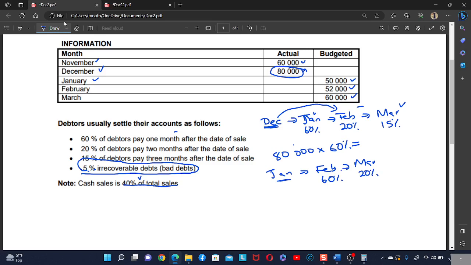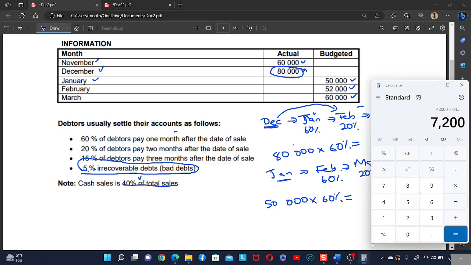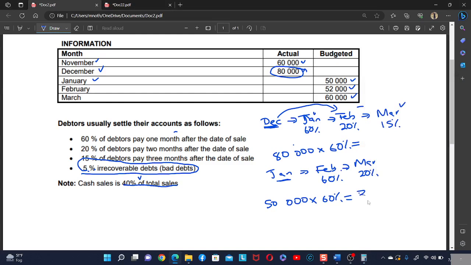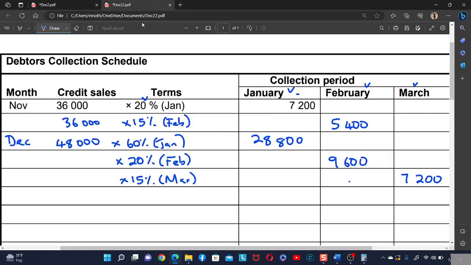So how much are the sales for January? They are 50,000. So we want the credit sales. So 50,000 times 60% is going to be 30,000. So the credit sales for January are 30,000.